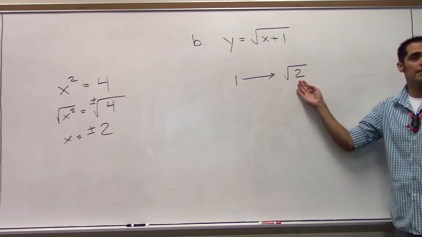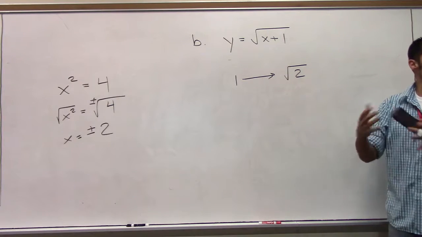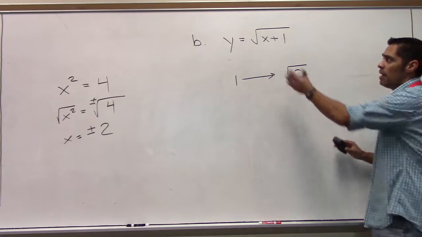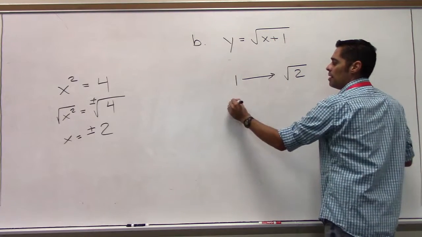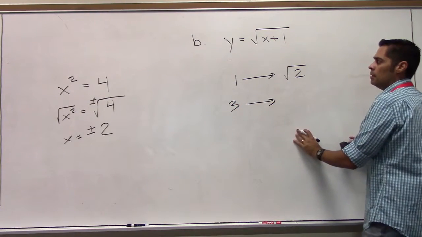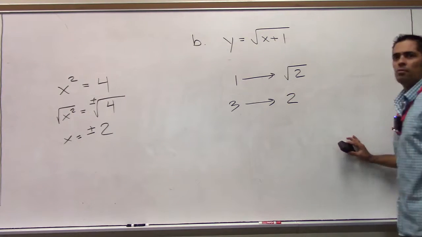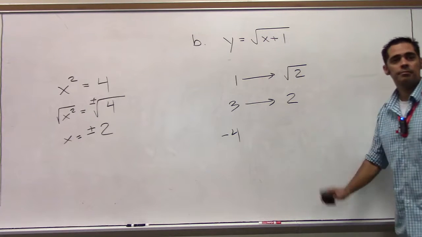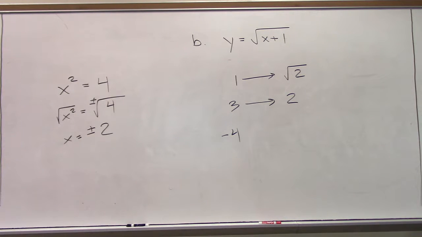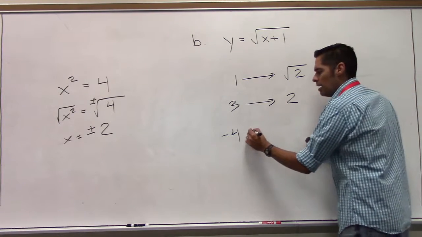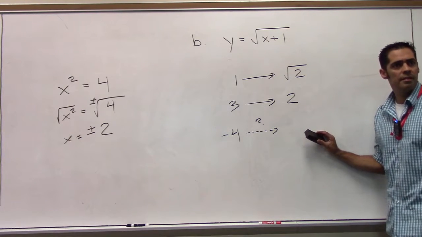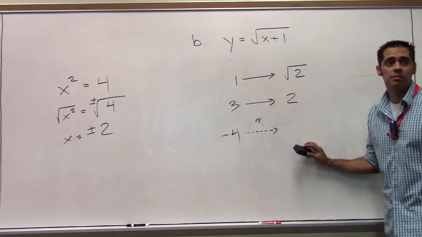This would still be okay, though. 1 goes to the square root of 2. That's okay. Are there any issues? Could we do that for every number? I could plug 3 in there. Where would 3 go? 2. Okay, so wait a minute. You're saying this works. What about negative 4? That would be imaginary. So I can't send this over, can I? Do you see that? Does that mean it's not a function, though?